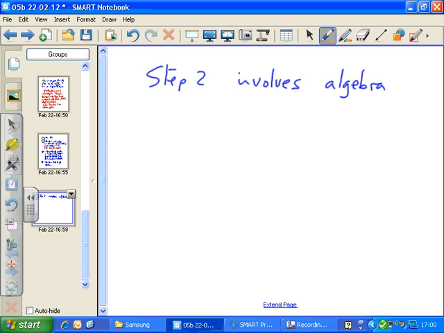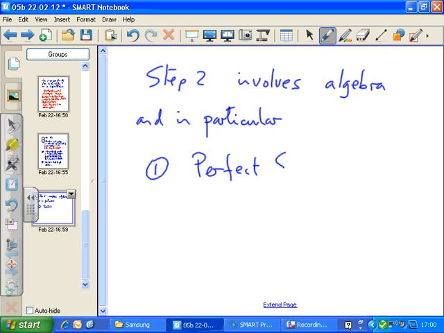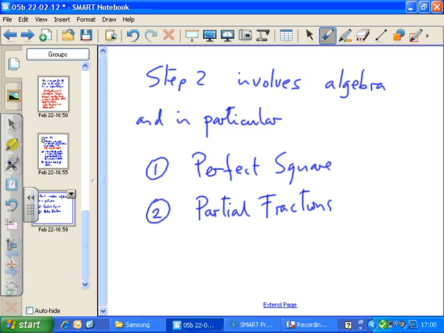No. Step 2 involves algebra, and in particular, as Liam says, the perfect square is a technique we're going to be looking at today, and also something we've already looked at in the past, partial fractions. So they're going to rear their ugly head again. That's for another time, though. We're going to start by having a look at this perfect square today.